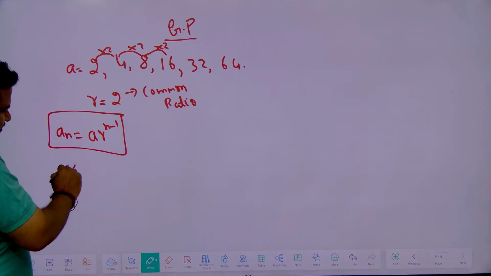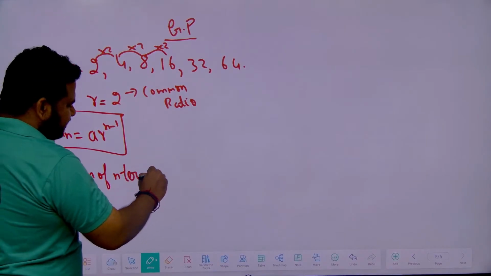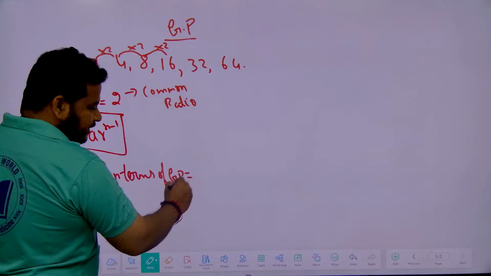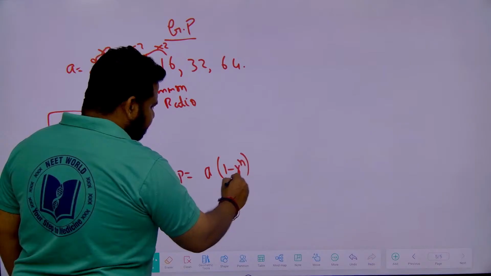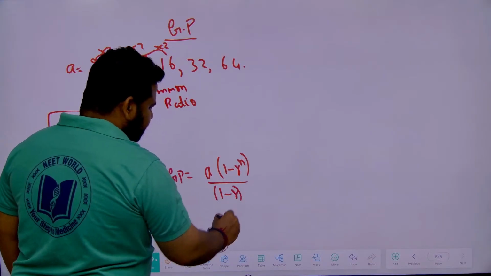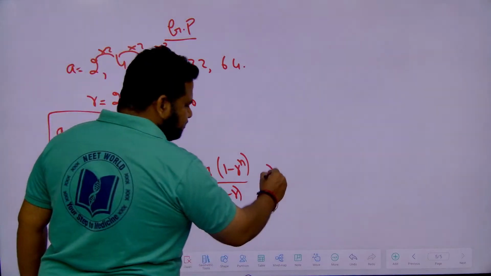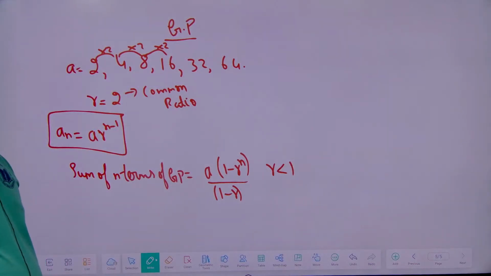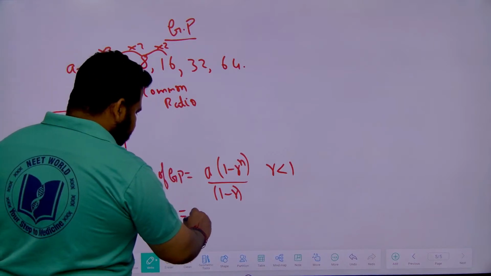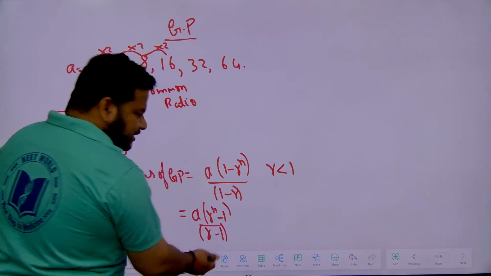And sum of n terms of GP is given by a into 1 minus r to the power of n by 1 minus r. When will this formula come? When r is less than 1. Okay, a into 1 minus r to the power of n by 1 minus r when r is less than 1, and this formula will also be equal to a into r to the power of n minus 1 divided by r minus 1. That is, it will become in reverse, that's all.